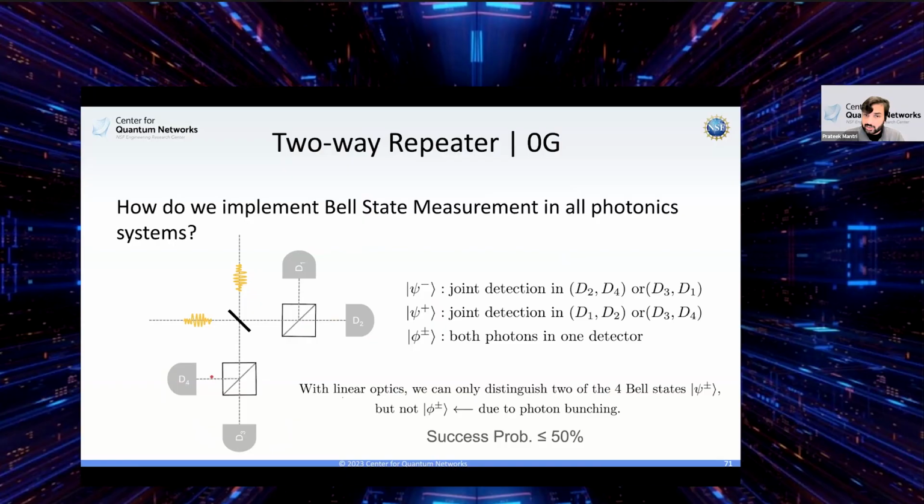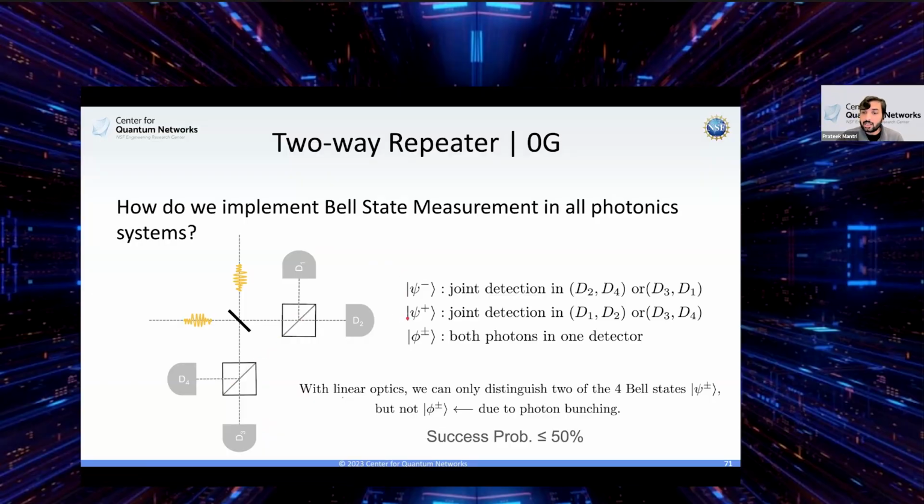If we have a joint detection in these two diodes, so a click here and a click here, and a click here and a click here, we get a psi plus state. However, if both of the photons end up in the same detector, we get this phi plus-minus state. And this is very difficult to distinguish because we only have a single click event. The other two states, on the other hand, can be distinguished.